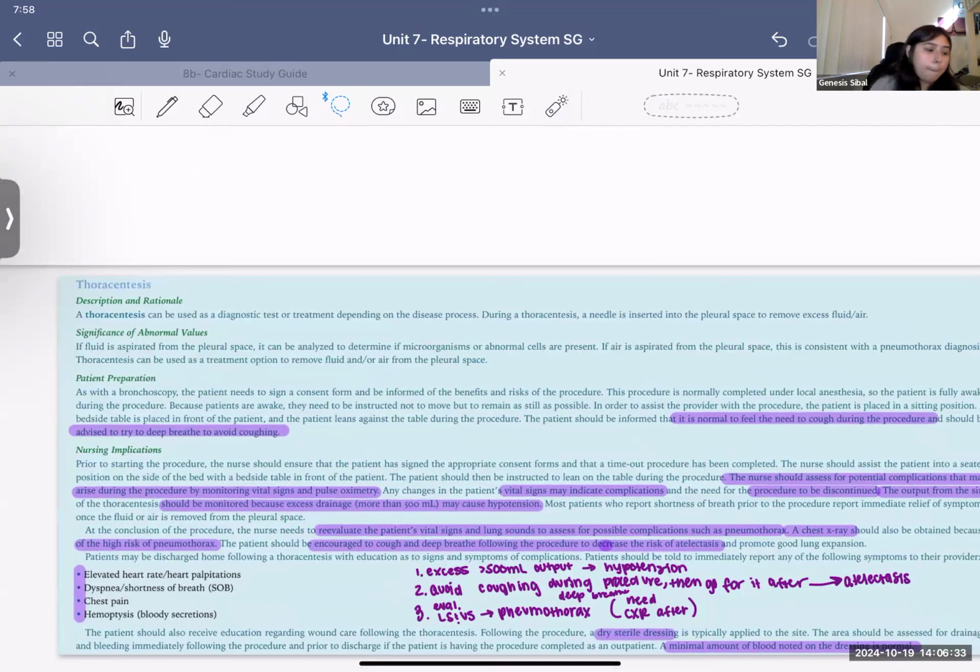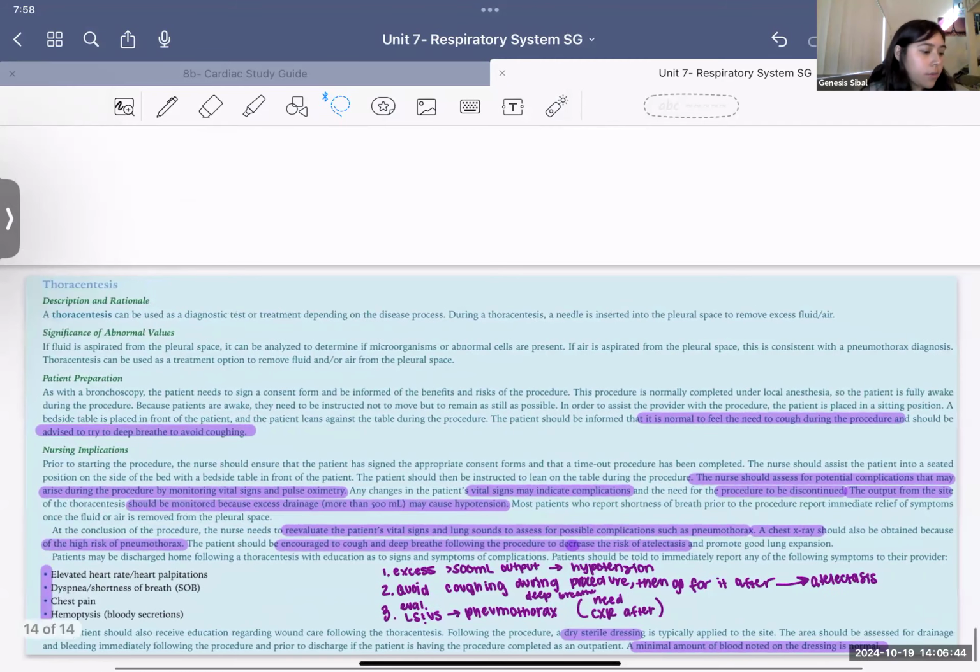So one thing, they should avoid coughing during the procedure, and then after they can go for it because you want to prevent atelectasis. In terms of complications, you definitely want to be monitoring their vital signs and their SpO2 always. The output from the site of the thoracentesis should be monitored because excess drainage, more than 500 mLs, may cause hypotension. So if they're having more than 500 mLs in output, that can lead to hypotension, so it should be monitored.